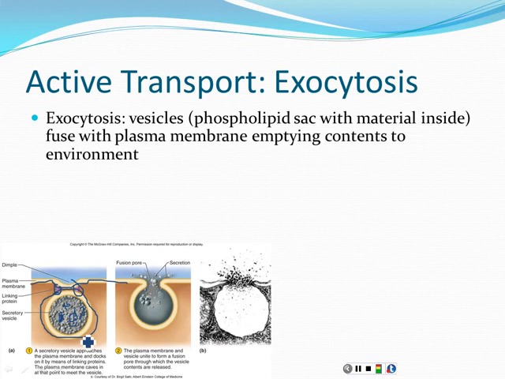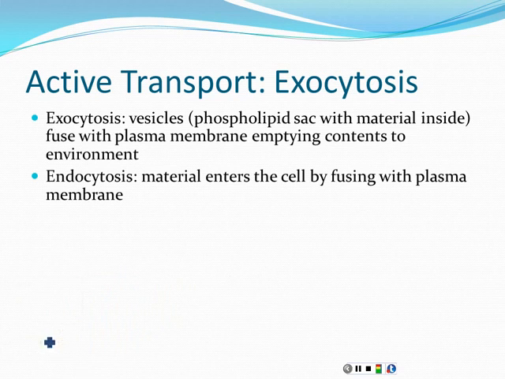If we're talking about the nervous system, the neuron will have neurotransmitters inside these vesicles. When it's ready to send a signal out to the next neuron or to the next cell, it will fuse with the plasma membrane. Once it's fused, it creates an opening, causing whatever it contains, if it's neurotransmitter, to be expelled into the environment outside.